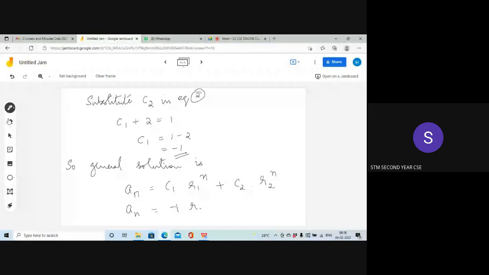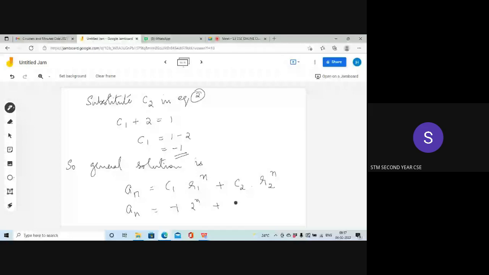We have found out the values of R1 and R2. So it is minus 1 into 2 raised to n plus C2 is 2, 2 into, and our second root is 3, 3 raised to n. Minus 1 into 2 raised to n is minus 2 raised to n. So this is our general solution.